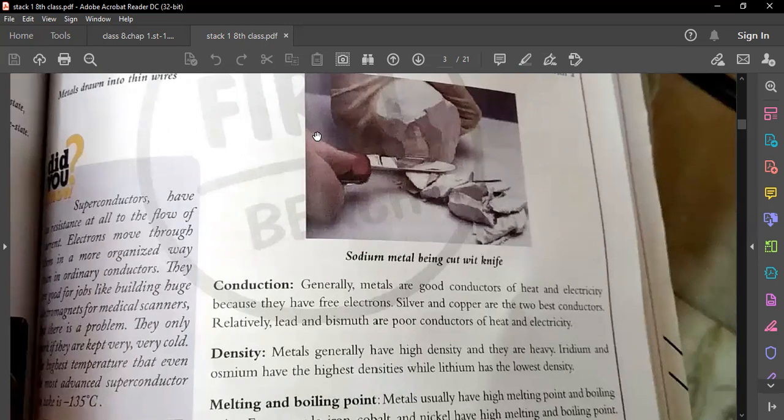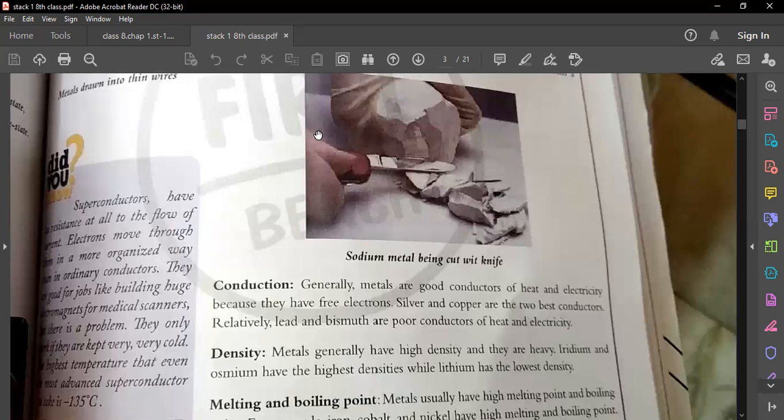The first place goes to silver. Silver is a good conductor of electricity among all the metals. But we don't use silver wires for the passing of electricity, right? Typically, we use copper or aluminium wires.